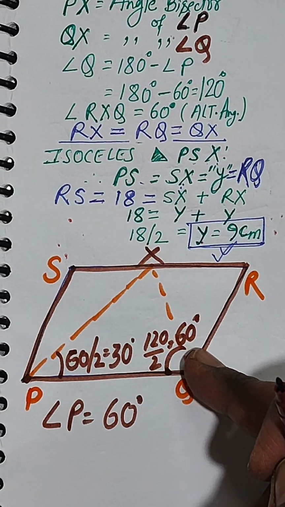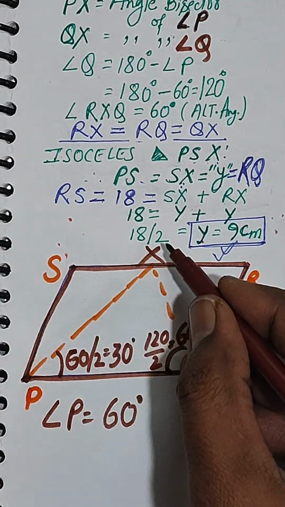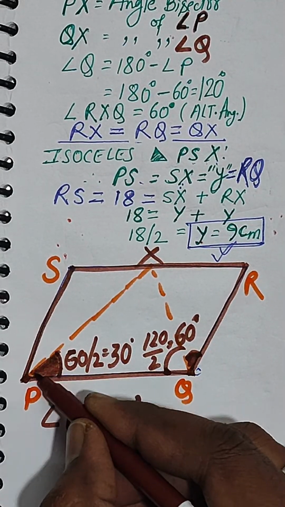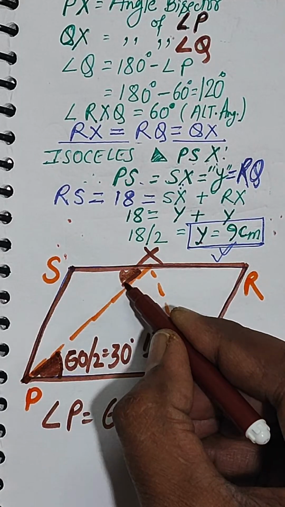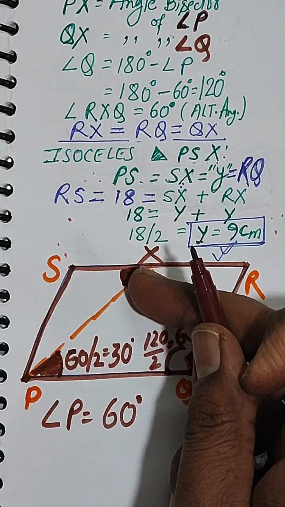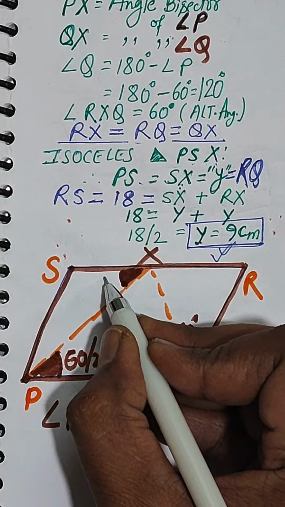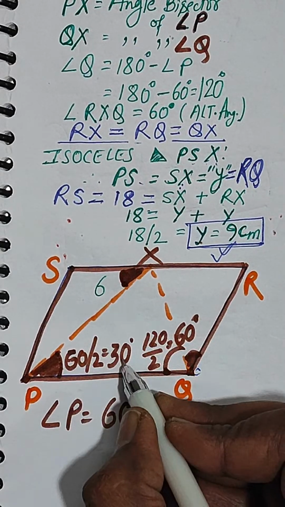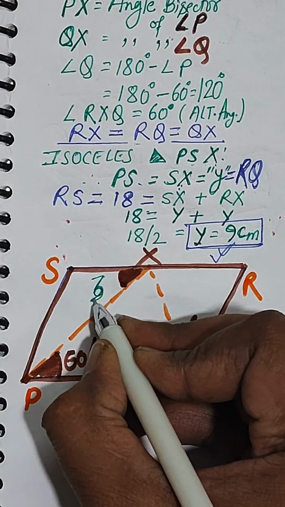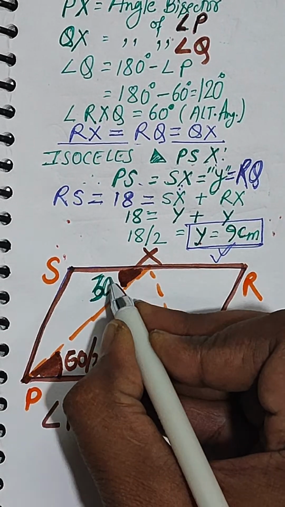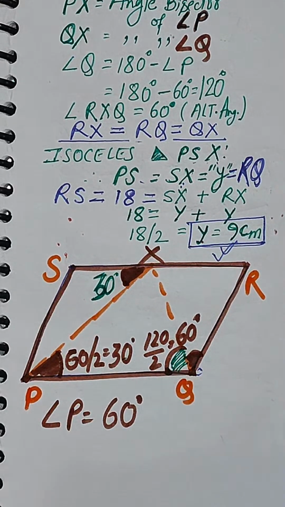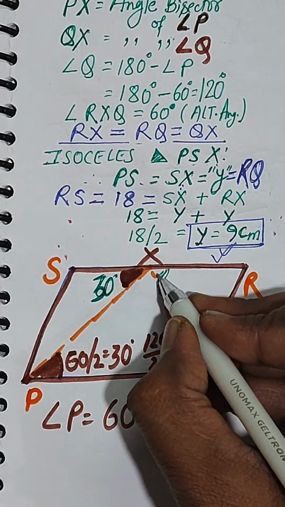So if this is 60, this is 30, then PX is the transversal. Being an alternate angle, we can say that this 60 degree will be equal to this angle 60 degree, isn't it? Because alternate angle. So if this was 30 degree, 60 by 2, 30 degree, this is also equal to 30 degree.